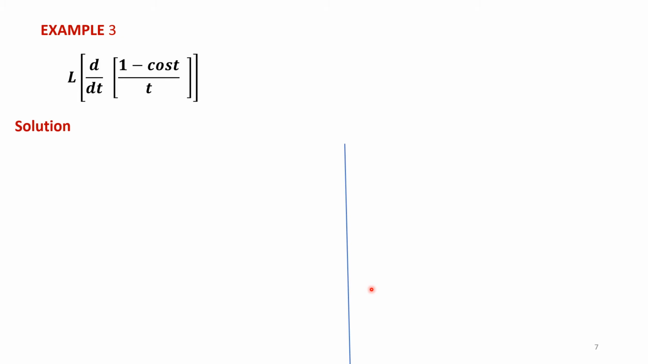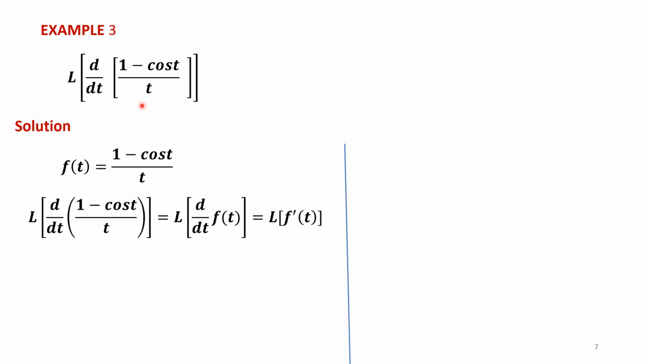Third example: L of d by dt of 1 minus cos t upon t. Again we have to calculate the derivative of 1 minus cos t by t. So we can take 1 minus cos t by t as f of t, which means we have to calculate L of f dash of t.